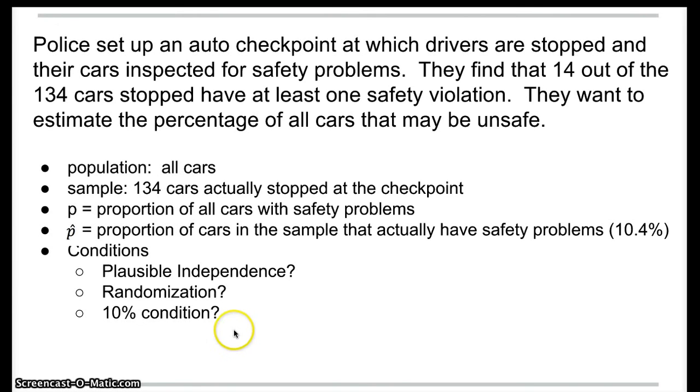And then the success/failure condition: when you multiply np, you get 14, and when you do nq, you get 120. Both are greater than 10, so that's a good sample size. It's large enough. A 1 proportion z interval can be created for the proportion of all the cars in the area with the safety problems. So those conditions we can say have been met for that one.